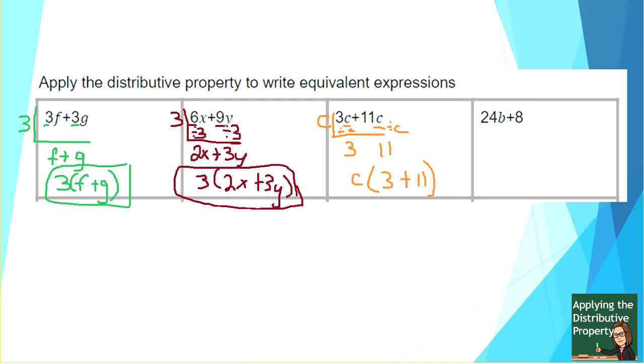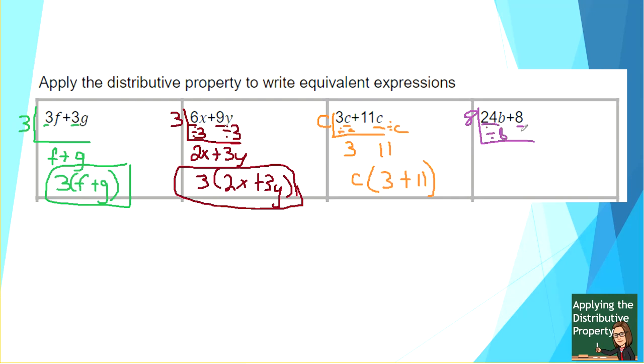And last one. Let's look at the last one. Let me do it in purple. Okay. 24B plus 8. Ooh, so we're looking at the 24 and the 8. What is the largest number that goes into 24 and 8? Well, I know 2 does. But there's a larger number. I know 4 does, but there's still a larger number. And I know it's 8. And you could do it where you do each of them individually, and then you would just multiply them all. And I'll show you how to do that in a minute.